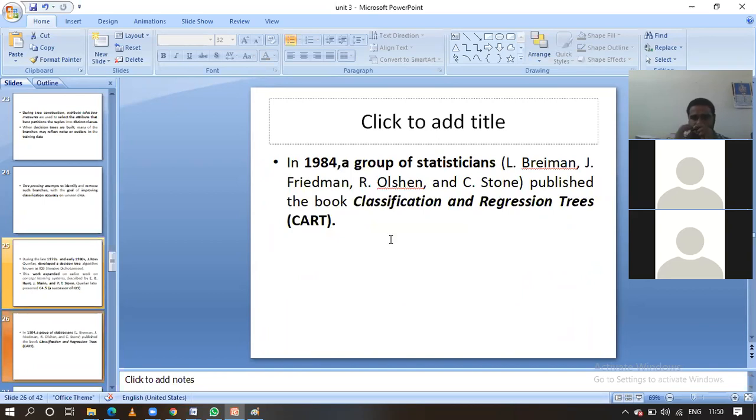Okay, next one, guys, a group of statisticians. In 1984, they published the book on classification and regression trees. We call it CART. The Classification and Regression Trees book was published by a group of statisticians, guys. This is the history of the decision tree: ID3, then C4.5, and the next one is classification and regression trees, the different publications related to the decision tree, guys.